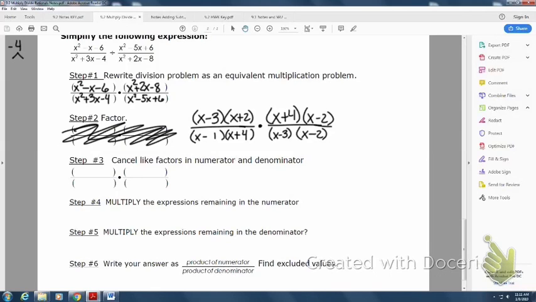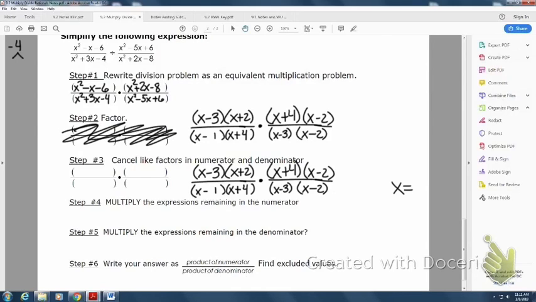So again, looking at this, we're going to do the same thing. We're just going to go through it and find stuff that we can cancel. But actually, before we do that, it's usually this step before I cancel stuff out. This is where I'll find my excluded values, not at the very end, because I have everything I need to find those. I'll have to write my answer off here to the side.